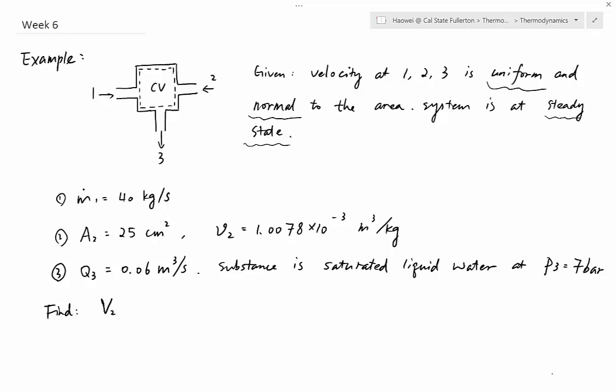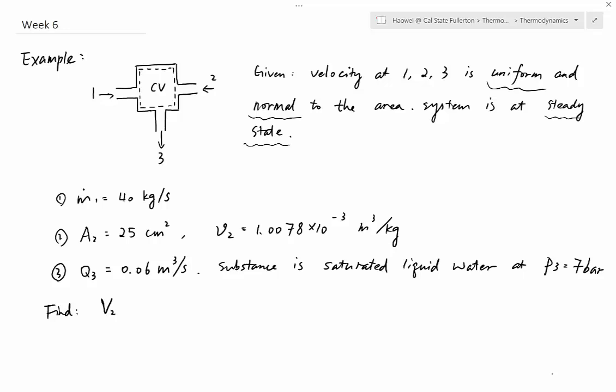is the products. Okay, so we know velocity at 1 to 3 is uniform and normal, so that's great news because we know it's a 1D problem. You can easily use rho VA to calculate mass flow rate. And then the second thing we know is it's at a steady state. That's also good to have because no property changes over time.